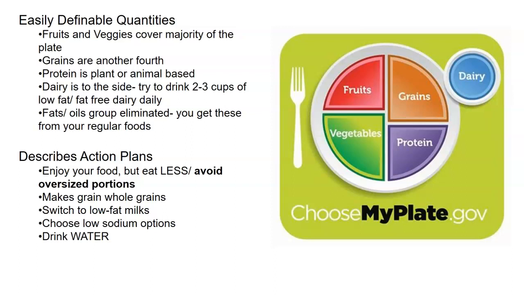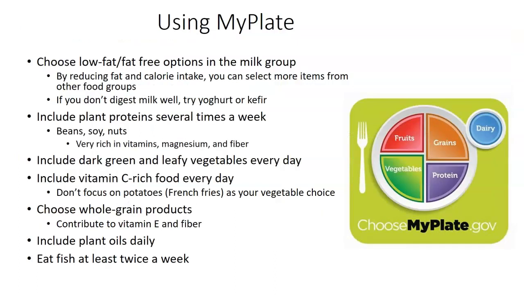It describes action plans. It says enjoy your food but eat less of it. Avoid oversized portions. One of the criticisms of the MyPlate system is it doesn't say how big that plate is, but the plate should really be about 8 inches to 10 inches max. You should be having whole grain foods. Switch to low-fat milks instead of whole milk, for example. Choose low-sodium options, and then only drink water besides that throughout the day.